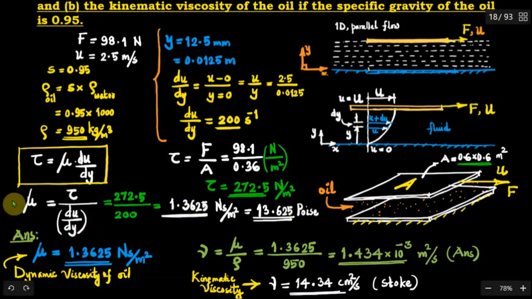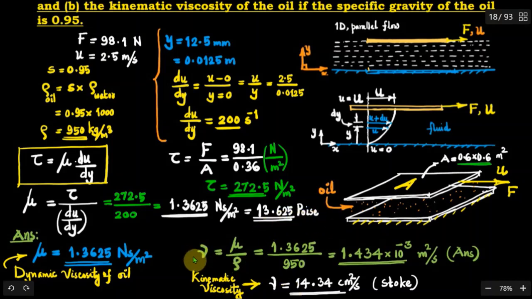So the dynamic viscosity of the oil is equal to shear stress divided by velocity gradient. So 272.5 divided by 200 is equal to 1.3625 Newton second per meter square or Pascal second. If you convert that into poise, you will get 13.625 poise.